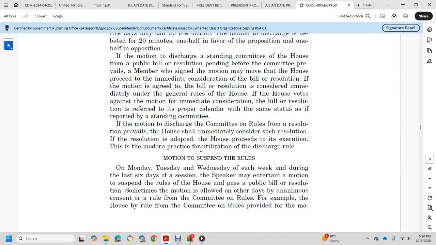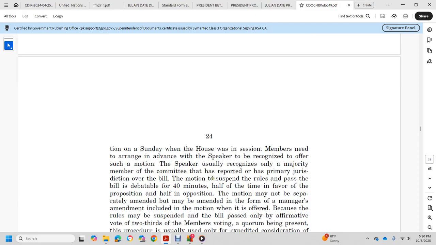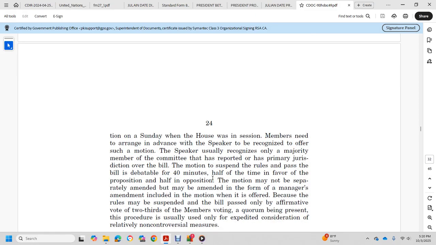Motion to suspend the rules: on Mondays, Tuesdays, and Wednesdays of each week and during the last 6 days of the session, the Speaker may entertain a motion to suspend the rules of the House and pass a public bill or resolution. Sometimes the motion is allowed on other days by unanimous consent or by a rule of the Committee on Rules. For example, the Committee on Rules may provide for the motion on Sunday while the House is in session.